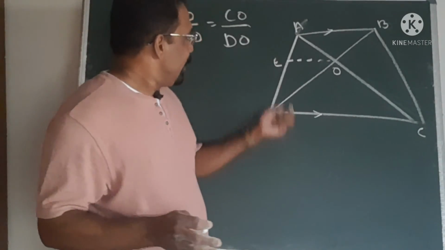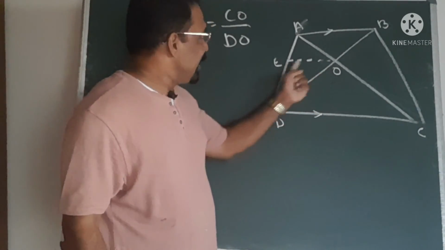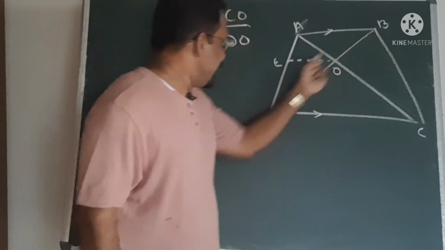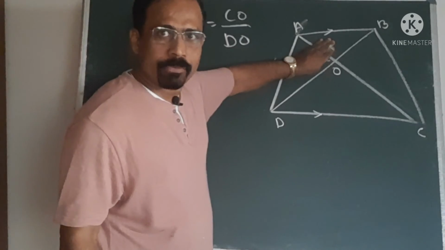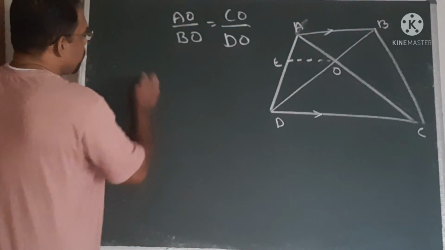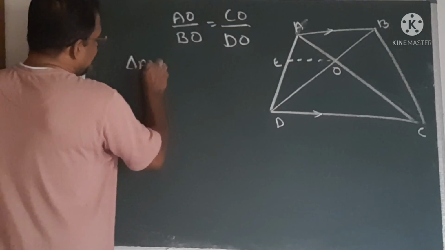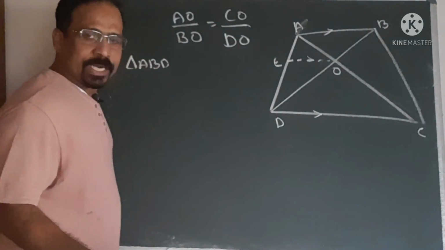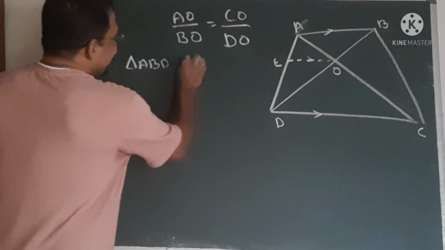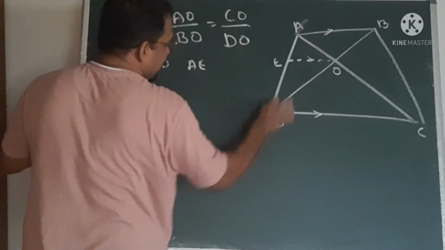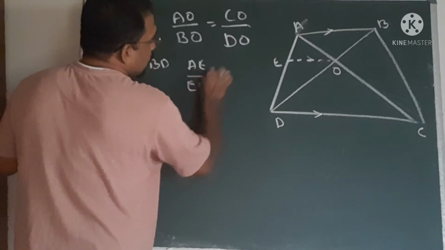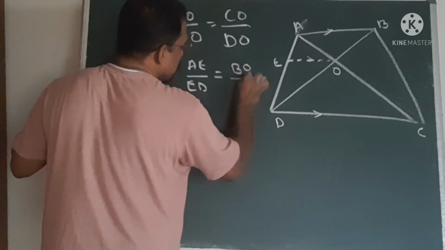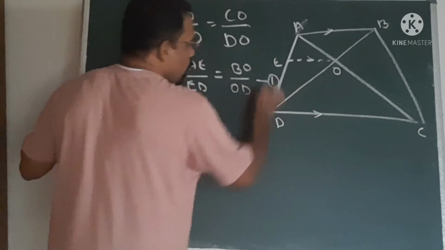First of all, let us draw a line EO parallel to AB and consider this triangle ABD. In the last case also we have considered this triangle. So in triangle ABD, since this is parallel to this, we can apply the basic proportionality theorem. That means AE by ED is equal to BO by OD. Let it be equation number 1.